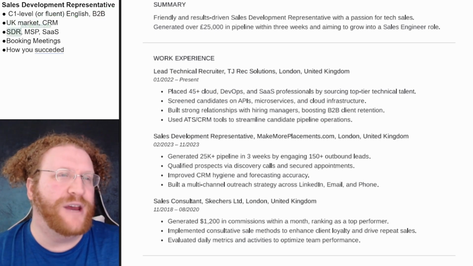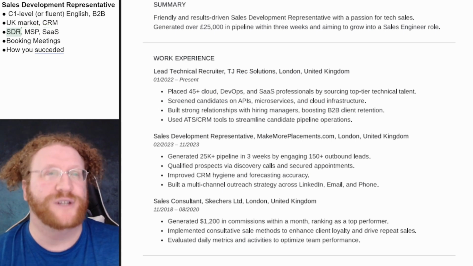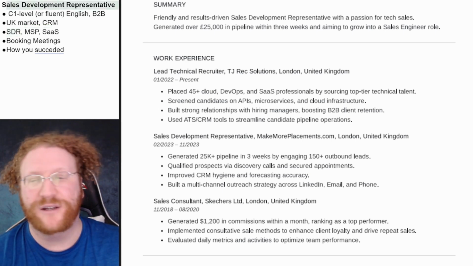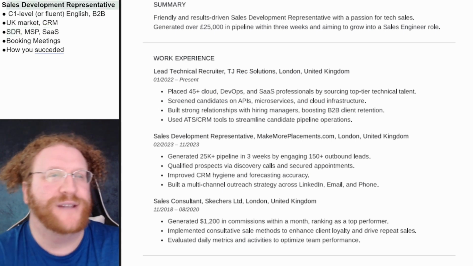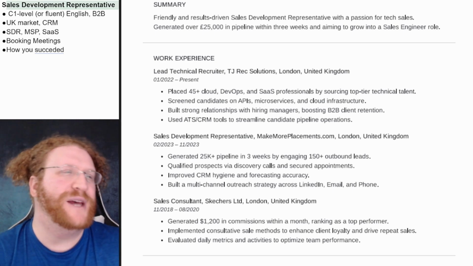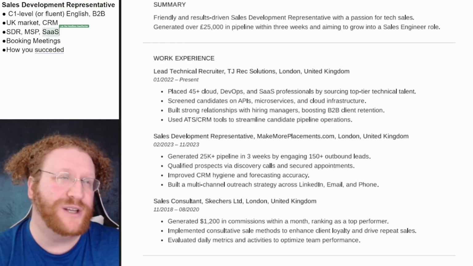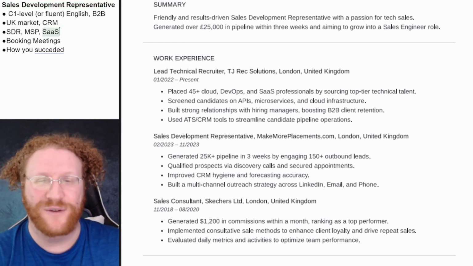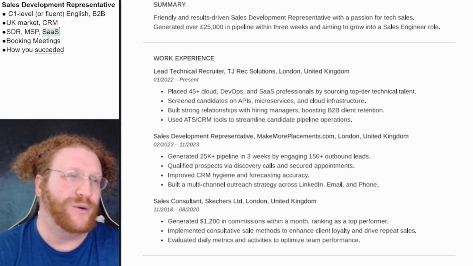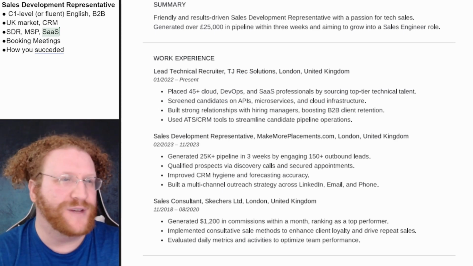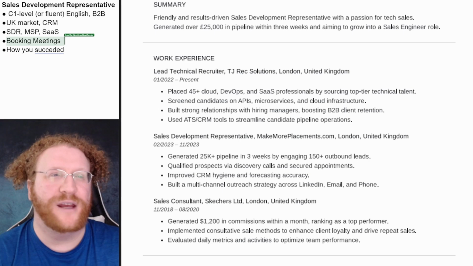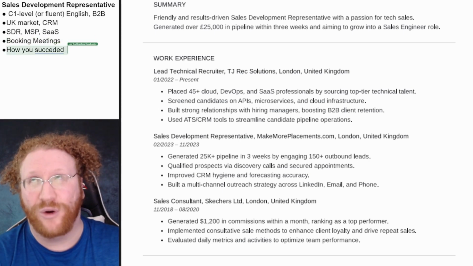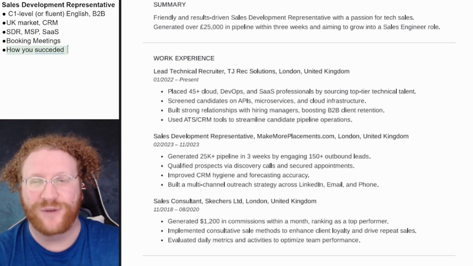CRM, SDR, just the words SDR, which is also sales development representative, which you need to make sure you spell out at least once in case they do not know what SDR stands for. MSP, SaaS, don't actually need to spell out SaaS. SaaS is one of those very few things that people use the acronym more than the full word. Stands for software as a service. That you have booked meetings, and in particular for sales roles, you do need to show how you succeeded.